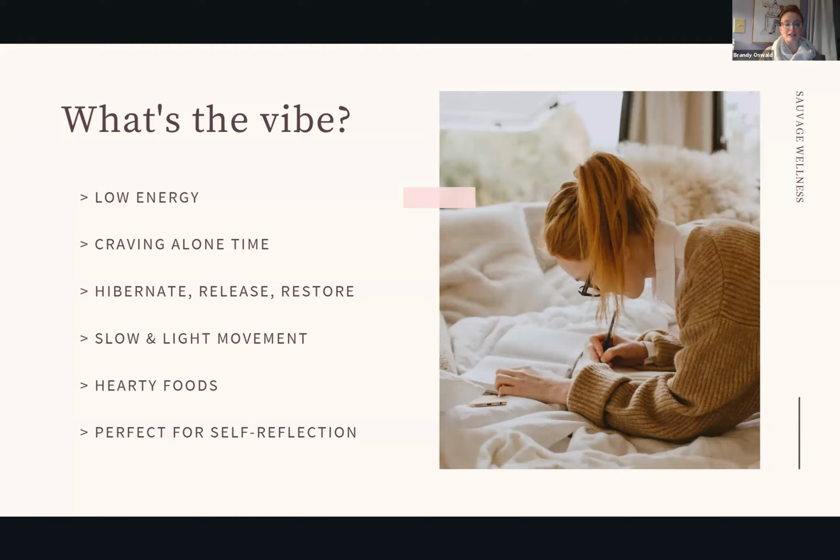If we're craving movement, it's slow and it's light unless we feel a burst or a craving towards more vigorous movement. And the foods tend to be hearty foods that we need or crave at this time. Things like stews and soups and root vegetables and nice red, vibrant foods like beets can be super nourishing during this time. And the menstrual phase is the perfect phase for self-reflection. It's this time when we're releasing and we're letting go, and it's the perfect time to look inward and to do some of that work for ourselves as well.